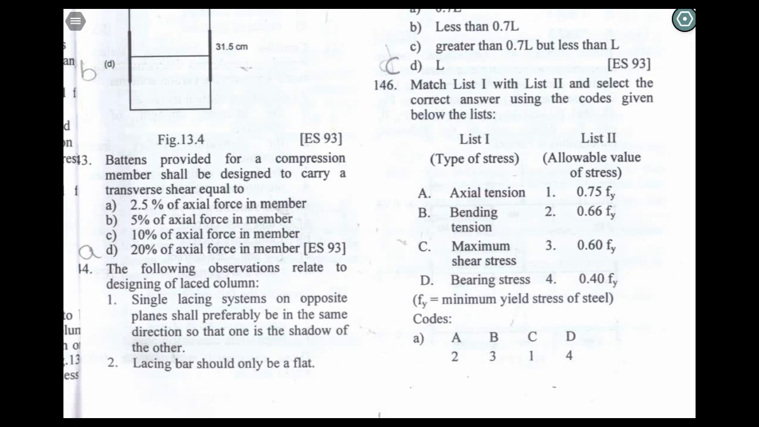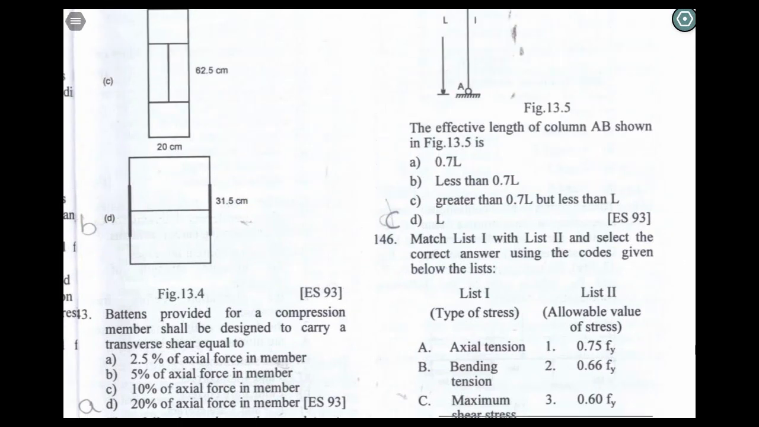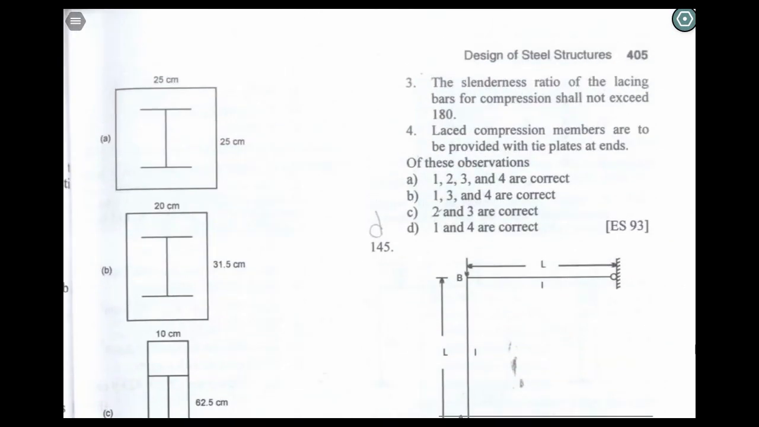Next question, the following observations relate to designing of laced column. Single lacing system on opposite plane shall preferably be in the same direction so that one is the shadow of the other. Lacing bar should only be flat. Statement number 3, the slenderness ratio of the lacing bar for compression shall not exceed 180. Statement number 4, laced compression members are to be provided with tie plates at the end. So the correct statements will be first and the fourth.